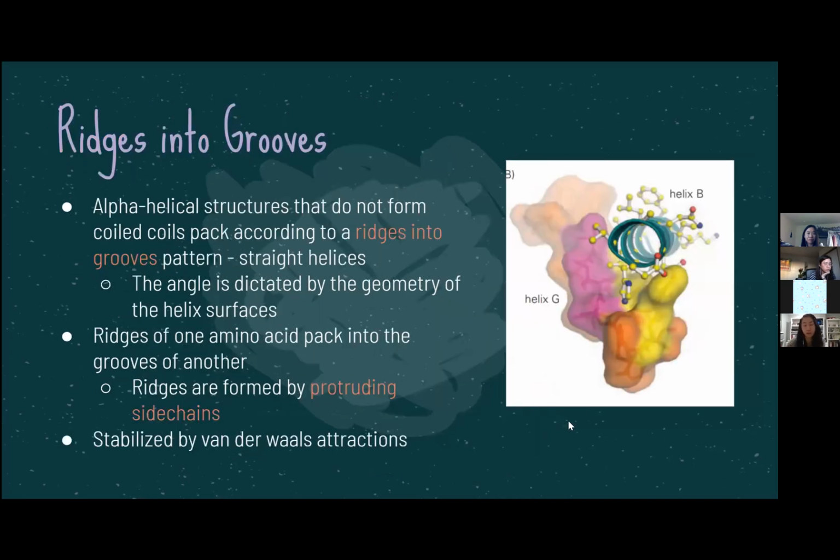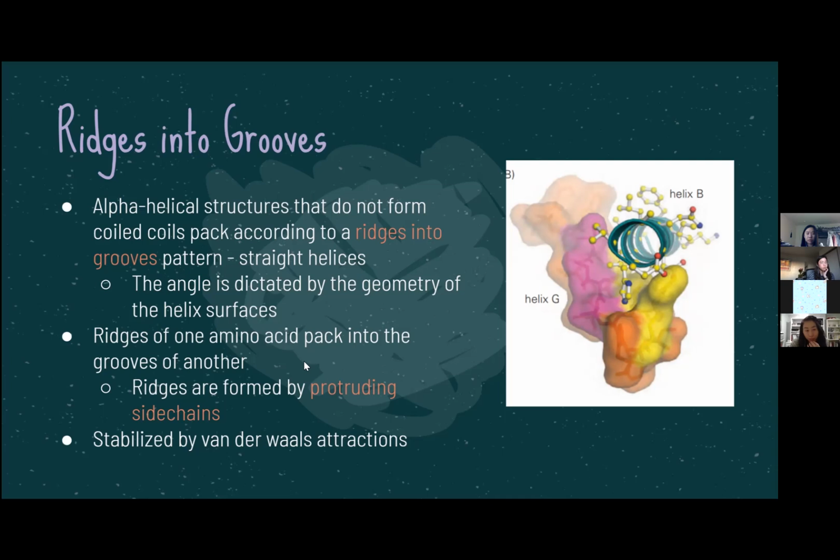And then the last thing that we'll be talking about is the ridges into grooves pattern. Before, we saw with coiled coils, there needs to be some sort of global turn, but ridges into grooves happens with alpha helices that are straight, and their axis is exactly straight. So alpha helical structures that don't form coiled coils will instead adopt this ridges into grooves pattern with straight helices. And the angle at which they will interact with one another is purely dictated by the geometry of the surface. It doesn't really have anything to do with what type of sequence is there. It doesn't matter what types of residues are there, unlike the coiled coil. And we'll see why in a second.